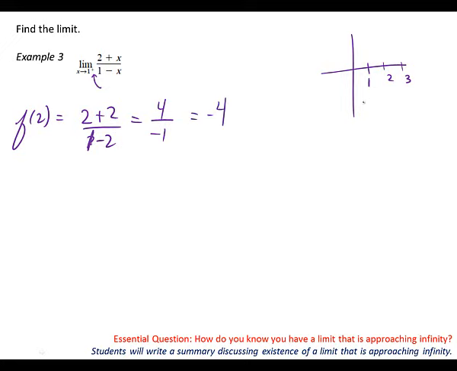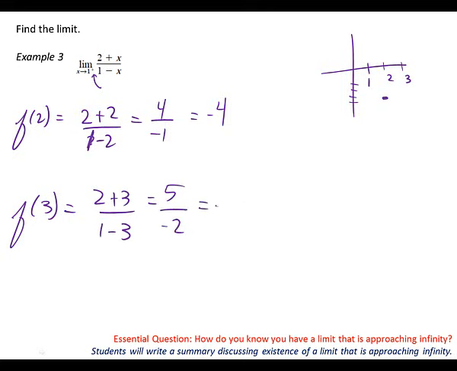And you guys, it really helps me to plop the dot on the graph, okay? Because I can kind of see the direction then. So 2, negative 4. Sometimes I'm a more visual person. I need to see it, okay? All right, what other number am I going to plop in? 3. So we've got 2 plus 3 over 1 minus 3. What's 2 plus 3? 5 over negative 2, which is really, 2 goes into 5 how many times? So negative 2.5 about, right? So we've got 3, negative 2.5-ish.